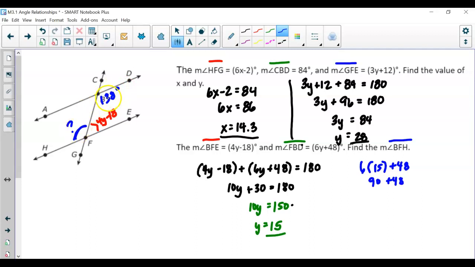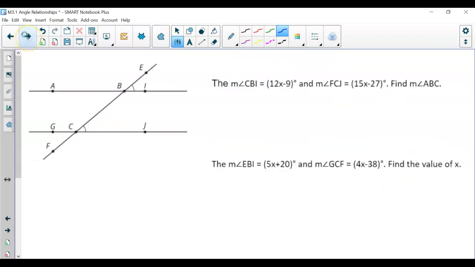Now what's the relationship? They're alternate interior, meaning they are congruent, which means therefore, what is the measure of angle BFH? 138 degrees. So if you used 4y minus 18, then what were you supposed to do? Subtract from 180 because they're a linear pair, making them supplementary. Go ahead and pause the video now and do both of these as well on your own. Make sure you're good to go with setting up and solving with our parallel lines and angle relationships.